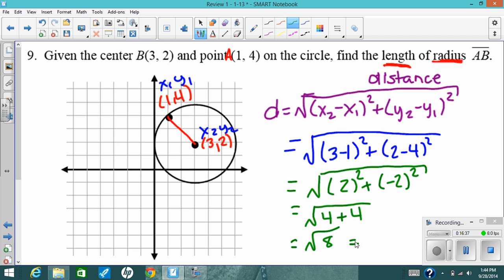So this is going to be another approximate value. The square root of 8 is approximately 2.8. This is an example of a problem that we could do even with limited knowledge of circles, because we know the distance formula. We know that the length of the segment between these 2 points is found by using the distance formula. We've been doing that. So don't let the circle throw you off.